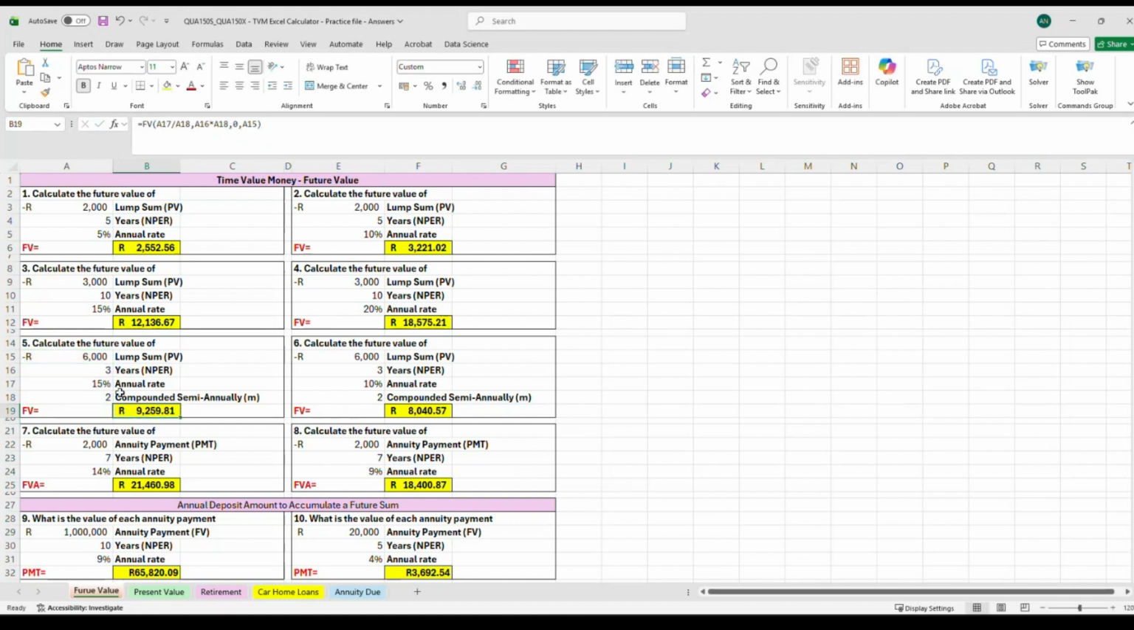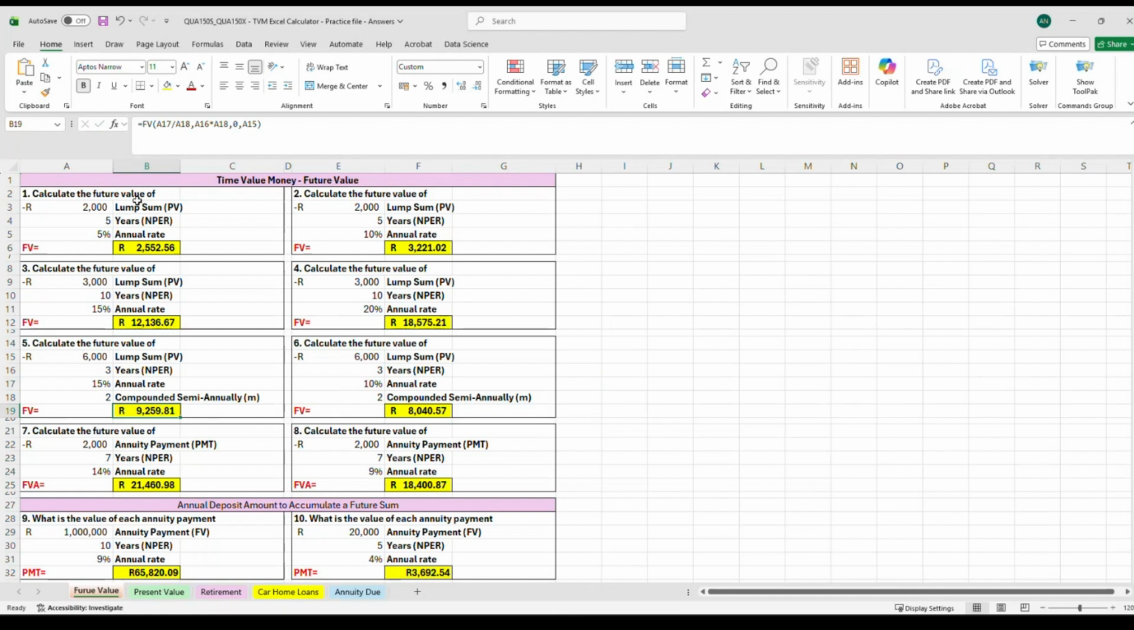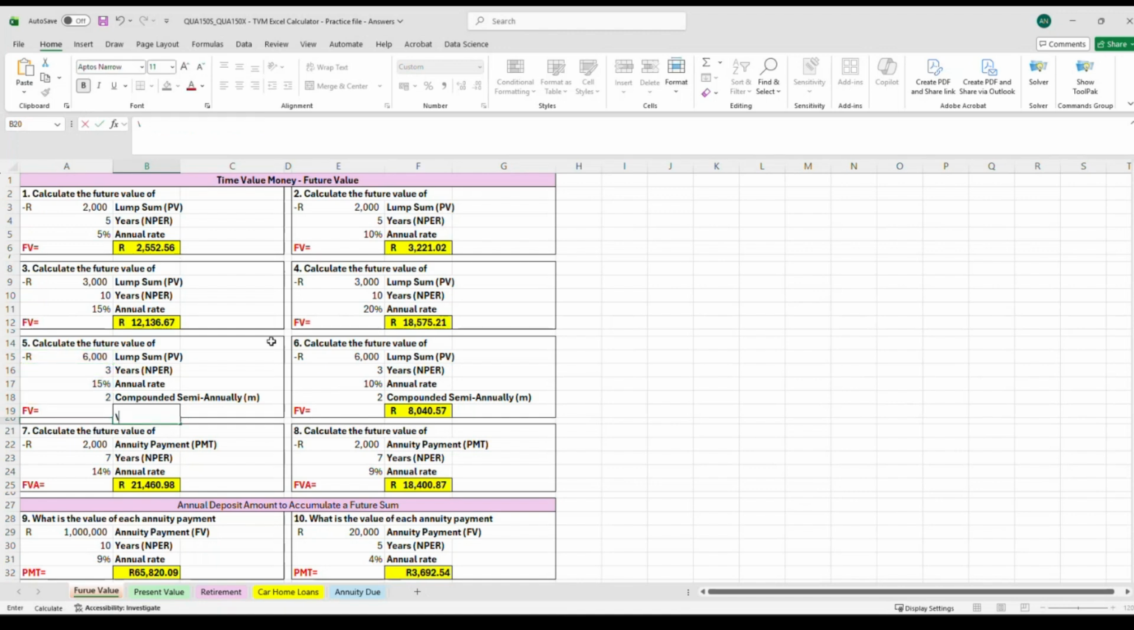And now that's our answer for compounding. So it's the same formula for this one as well. If you click on it, it's showing the same thing. So 1, 2, 3, and 4 use the same formula. And then 5 and 6 is different because it's compounding, where you have to, in your formula, divide the rate by the compound frequency and then times your NPER, or the number of periods, by the compound frequency as well. So yeah, basically, that's how you would do the compounding.